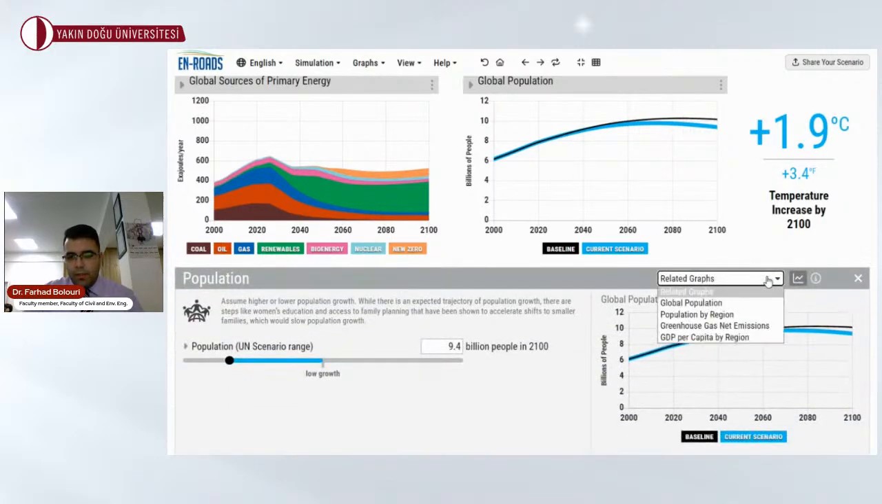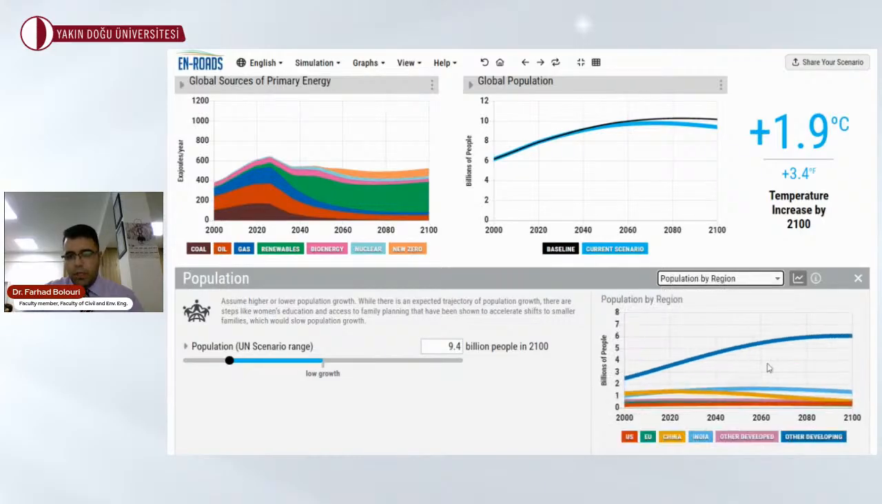Also here you have some other graphs. For example, you can use it like this. It is, for example, by region. As you see here, in the US, it is expanding. In the EU, you even have a decrease in the population. In China, even you have a decrease. India, they are managing. It is going to equalize. Other developed countries, they are managing.